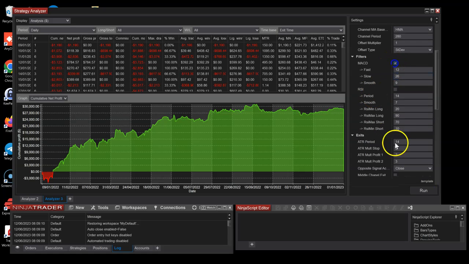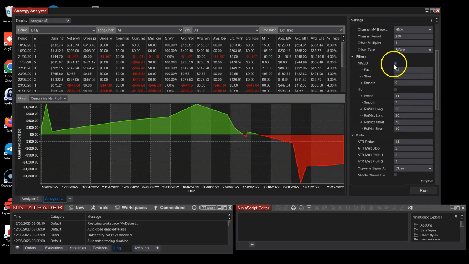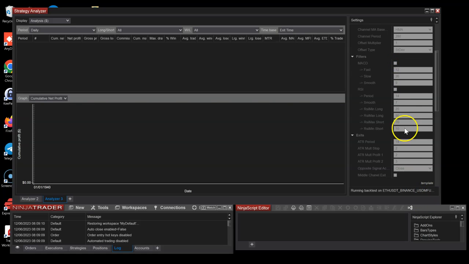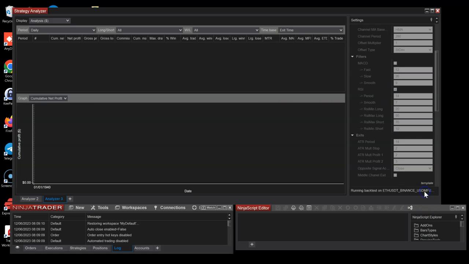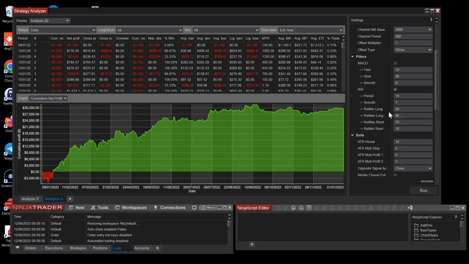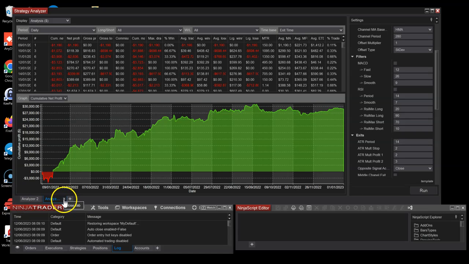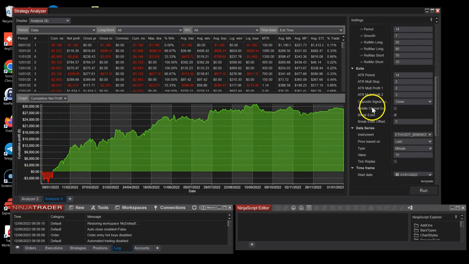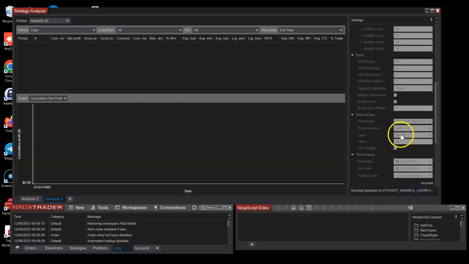How about maybe some filters? Okay, the MACD wasn't very good. How about the RSI? Okay. What if we try this on a separate time frame?